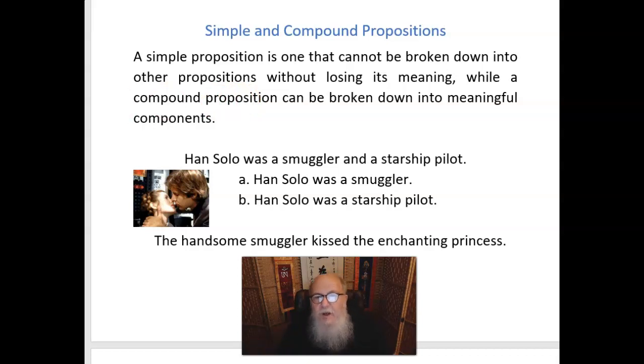Consider the statement, Han Solo was a smuggler and a starship pilot. Well, it has two propositions that are combined with that and the two propositions are Han Solo was a smuggler, and the other one is Han Solo was a starship pilot. So it's a compound proposition. But consider this simple proposition. The handsome smuggler kissed the enchanting princess. There's just one claim there, and so it's a simple proposition.